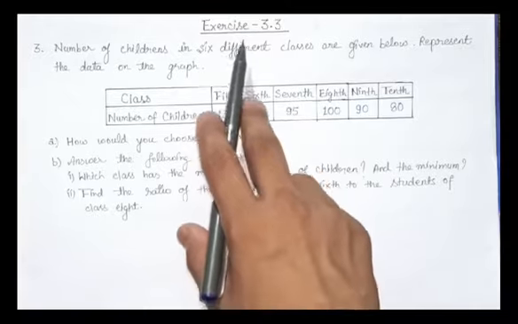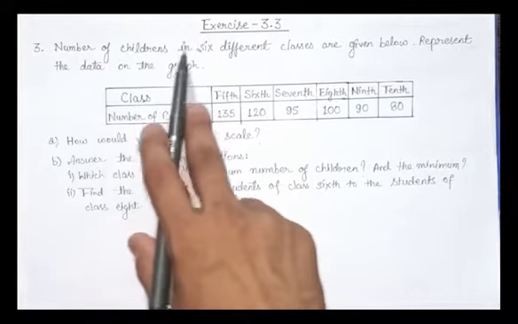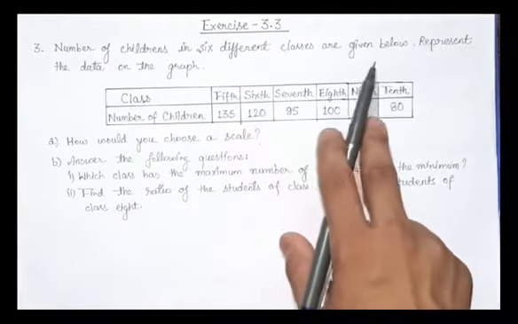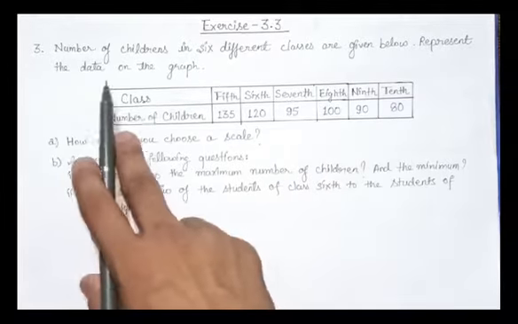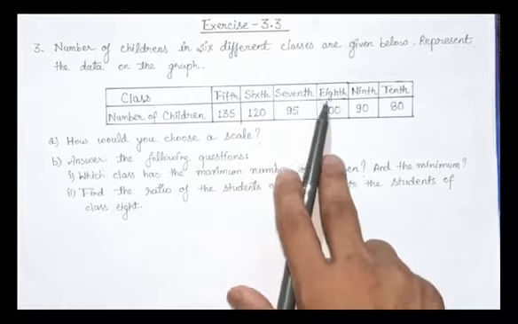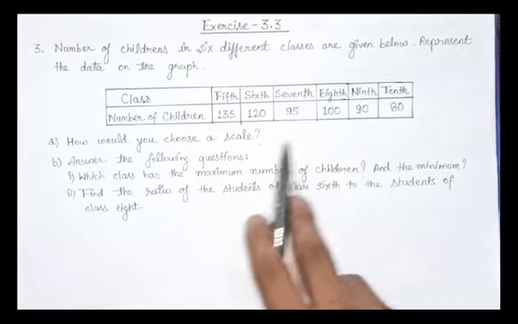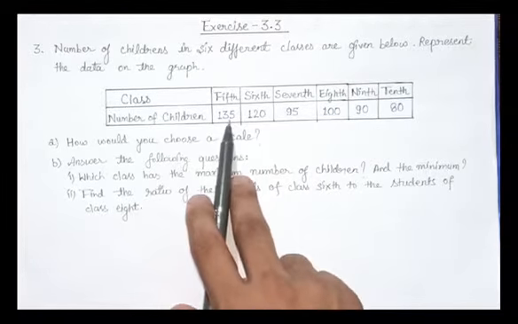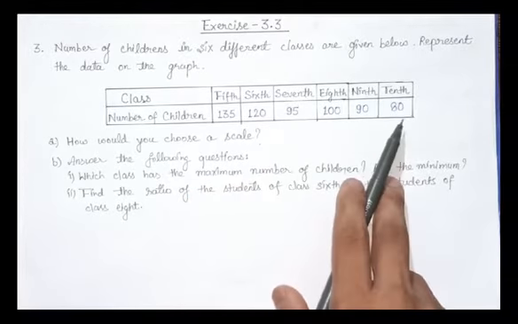So here we have a question from exercise 3.3. Number of children in 6 different classes are given below. Represent the data on the graph. Classes are given: 5th, 6th, 7th, 8th, 9th, 10th. And these are the number of children in these particular classes.